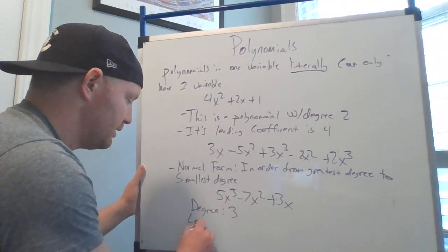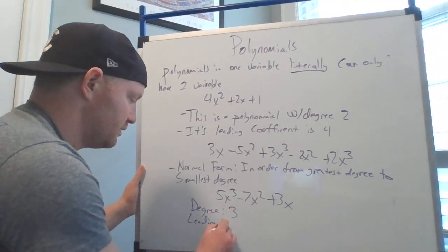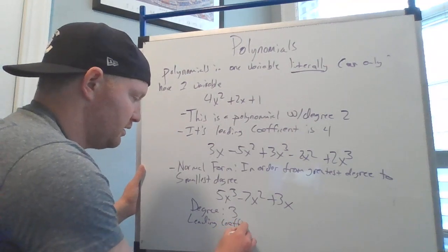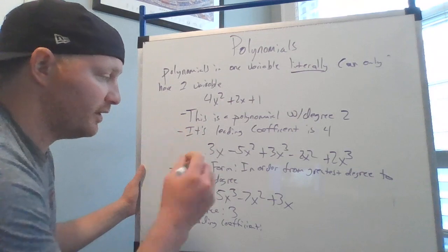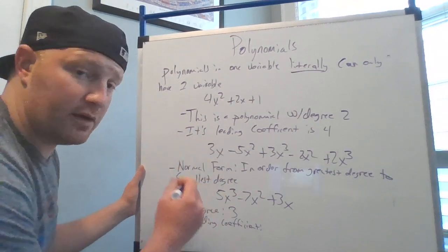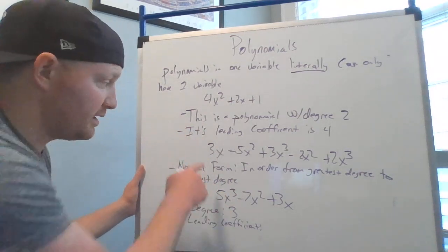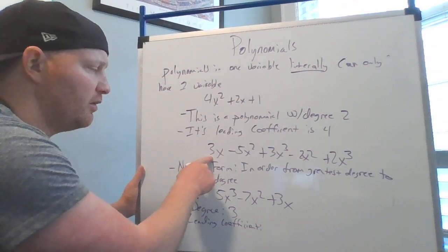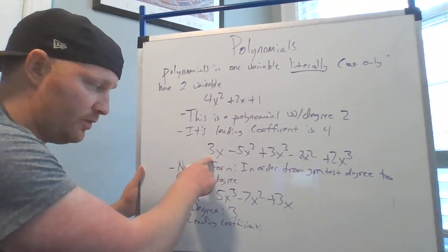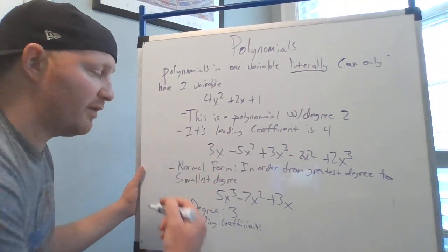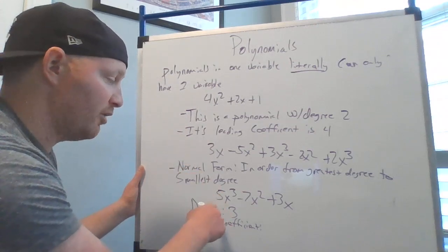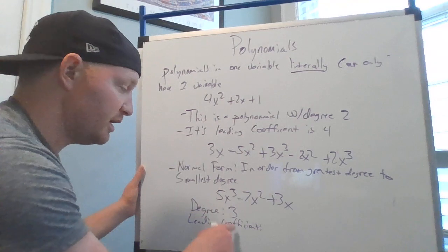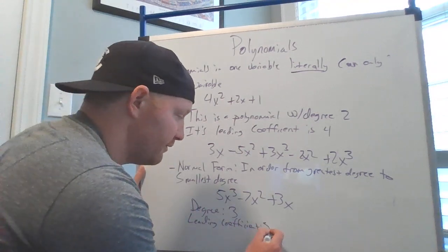Leading coefficient. The leading coefficient is the number that is in front of the power of the polynomial, not the one that's in front, because if we just do this, oh, the leading coefficient is 3 because that's in front. No. The coefficient that is in front of the highest power of that polynomial is considered the leading coefficient. So the leading coefficient is 5.